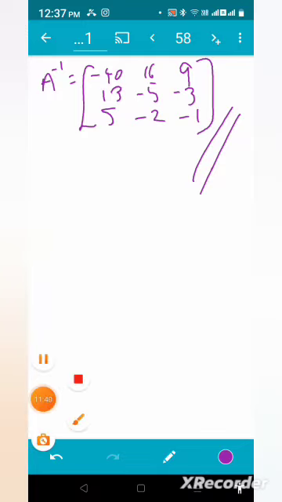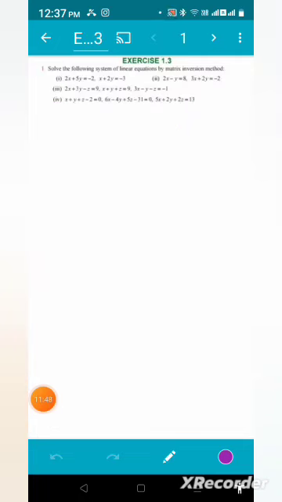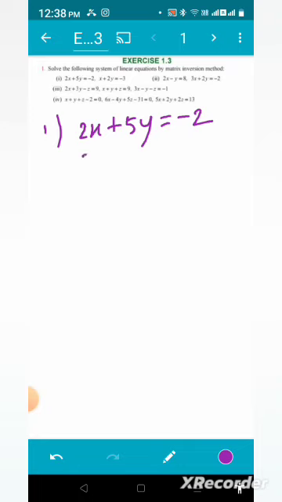I hope you all understand this problem. We move to exercise 1.3, problem number 1. The first question is, solve the following system of linear equations by using the matrix inversion method. This inversion method is very simple. The first one is 2x plus 5y equal to minus 2. Then x plus 2y equal to minus 3. This is question number 1.